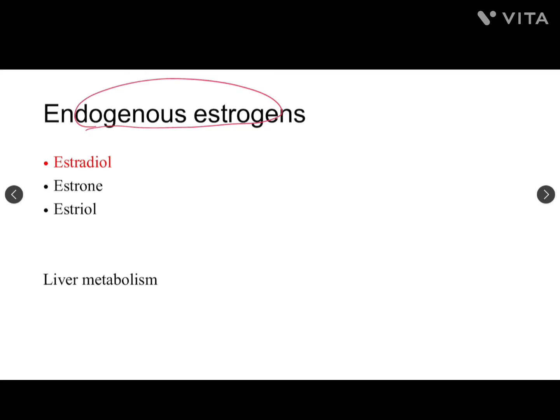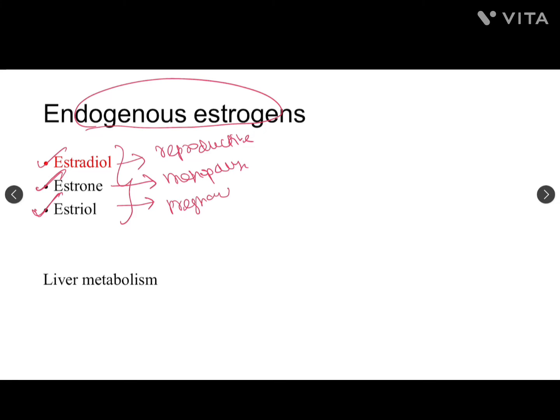These are estrogens that are being produced by our own body. There are three forms of endogenous estrogens: estradiol, estrone, and estriol. Now, each of these hormones is predominant in different parts of a female's life. For example, estradiol is predominant in the reproductive age of a female, while estrone is predominant after the menopause of a female, while estriol is predominant when the female is pregnant.